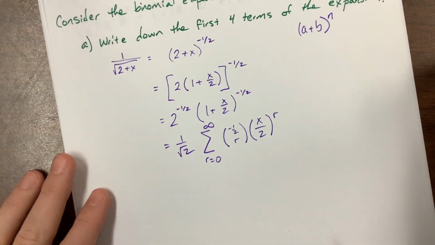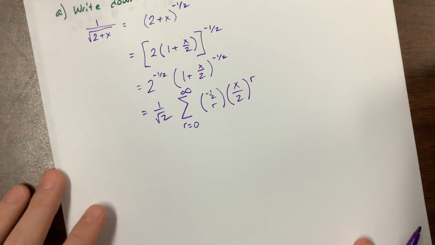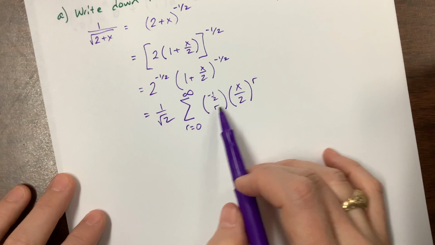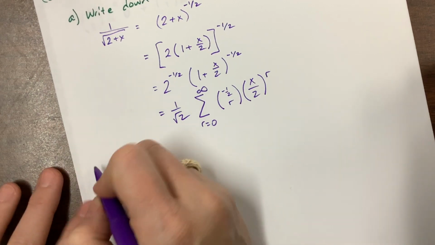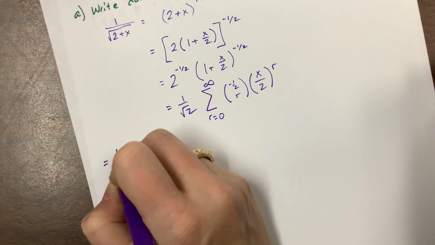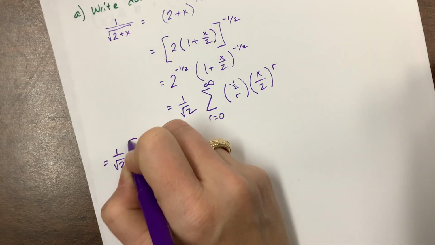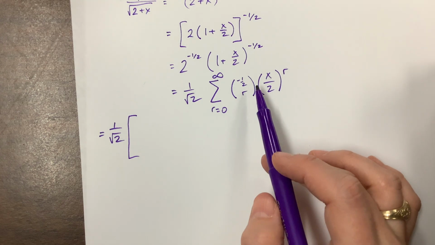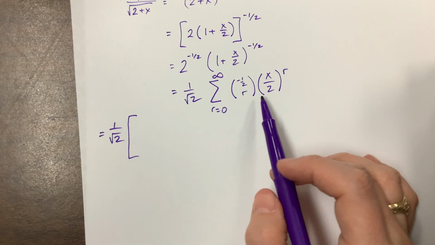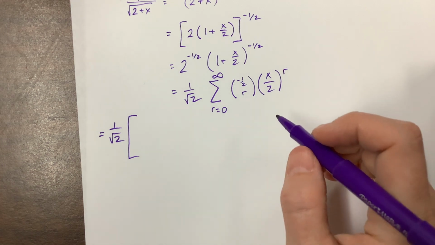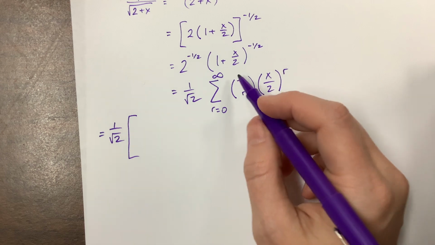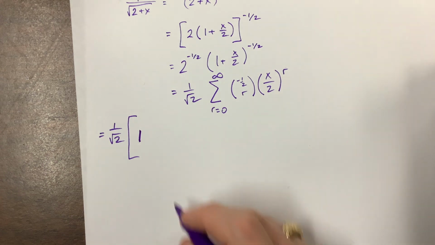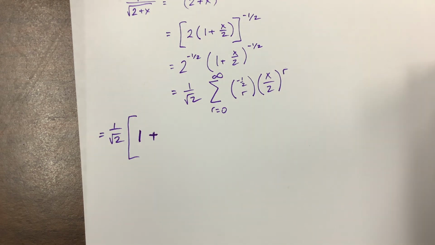Okay, so then they told us to write down the first 4 terms. So what we need to do is plug in 0, plug in 1, plug in 2, plug in 3. Okay, so this would be equal to, my elbow keeps squeaking on the desk. Okay, so this would be equal to the very first term. When I plug in negative 1/2 choose 0, I lied, choose 0. Anything choose 0 is equal to 1. And then anything raised to the 0 power is equal to 1. So the very first term is just going to be 1. So there's the first term.